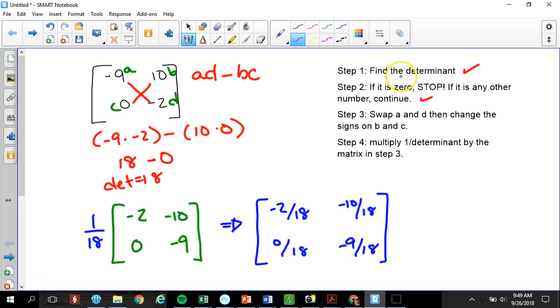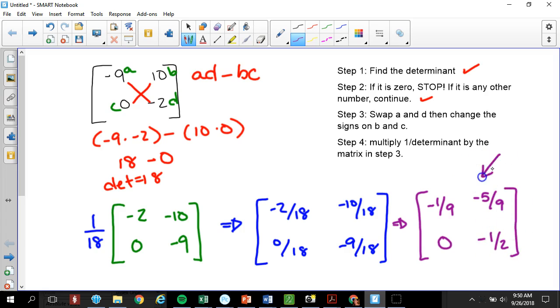Last and final step, I have to reduce. I can go ahead and divide this one. They all share a 2, so that would get me negative 1 over 9. This one also shares a 2, so that would get me negative 5 over 9. 0 over 18 just reduces to 0. And negative 9 over 18, they both share a 9, so that gets me negative 1/2. So this is my inverse. Okay, that is what I have right there. The inverse is not always, but the majority of the time, going to have some weird numbers in it with fractions usually. So it's not too bad.